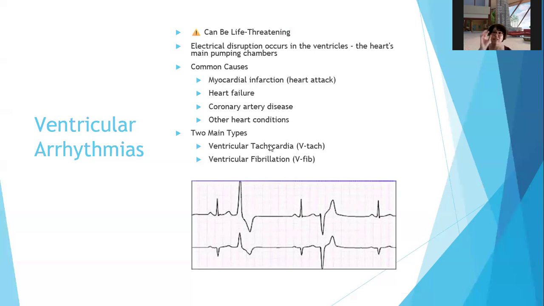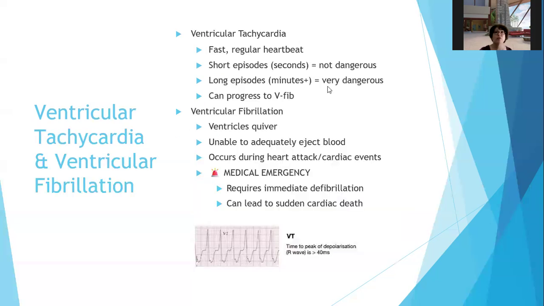So, like I said, the different types of heart conditions can all lead to each other, or they can be standalone. Ventricular tachycardia is the fast ventricular contraction rate, and ventricular fibrillation is where it's so fast that you're not getting out any appreciable amount of blood. So, ventricular tachycardia: fast, regular heartbeat. Usually it's short. If you have short episodes that last for seconds, it's not dangerous. If you have longer episodes, it can be very dangerous because it can progress to ventricular fibrillation.